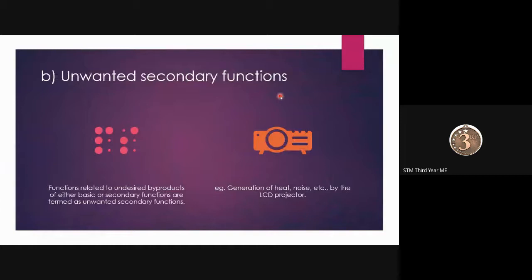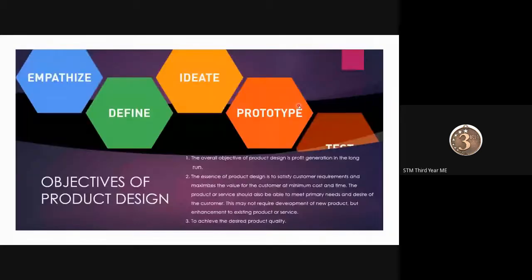But an unwanted secondary function is that due to overrunning of the projector, there will obviously be generation of heat, noise, etc. in the LCD projector. We can't avoid that, but we don't want it. We have no use for the LCD projector being heated up, and this heat only hinders our functions. It is not desirable, and that is why it is termed an unwanted secondary function. So that is basically about primary and secondary functions.